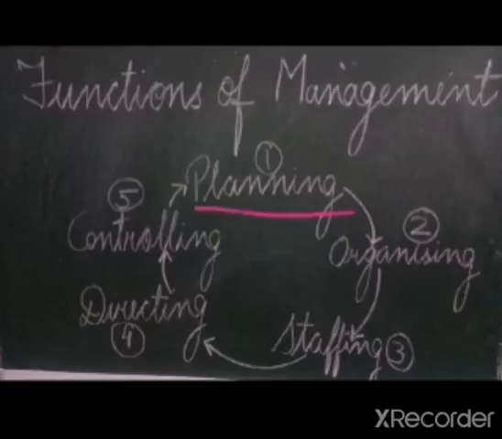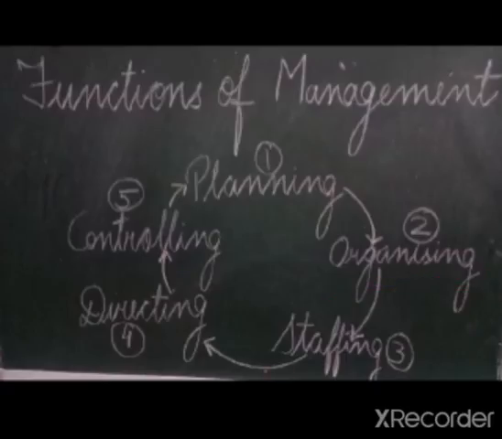Coming to the second one, that is organizing. Now, organizing refers to the process of distributing resources, assigning duties, and giving responsibility and authority. This all comes under organizing. That means when we are giving duties to our employees, grouping similar tasks, distributing resources, establishing authority or giving responsibility to someone, all these things come under the category of organizing.